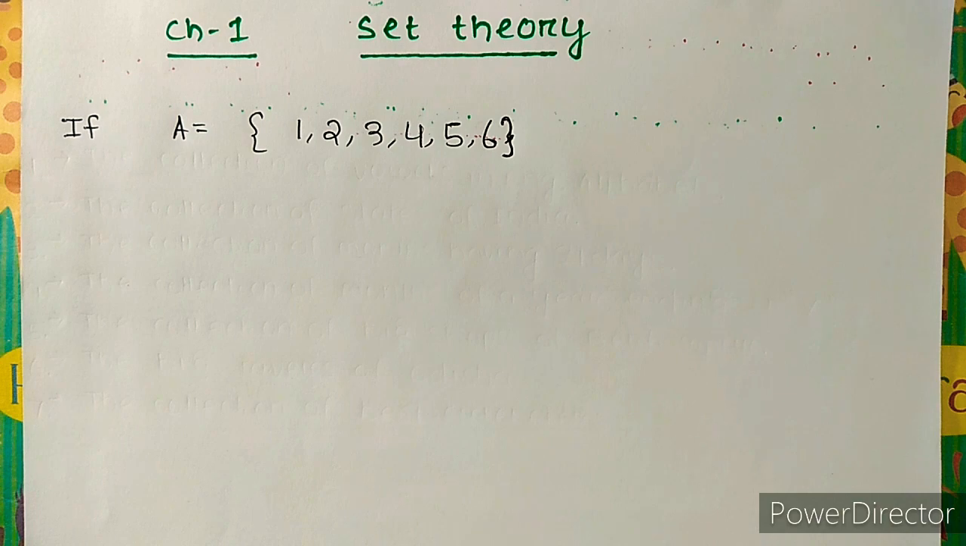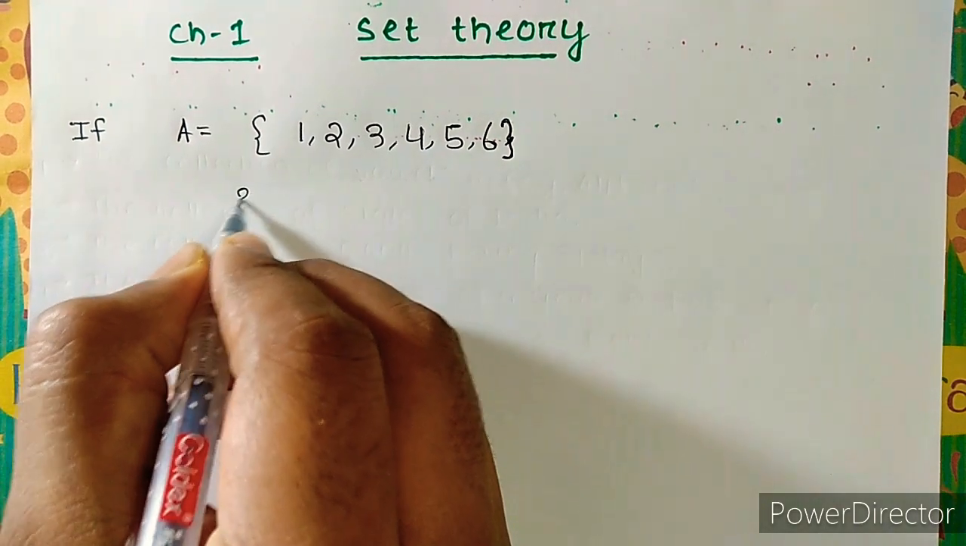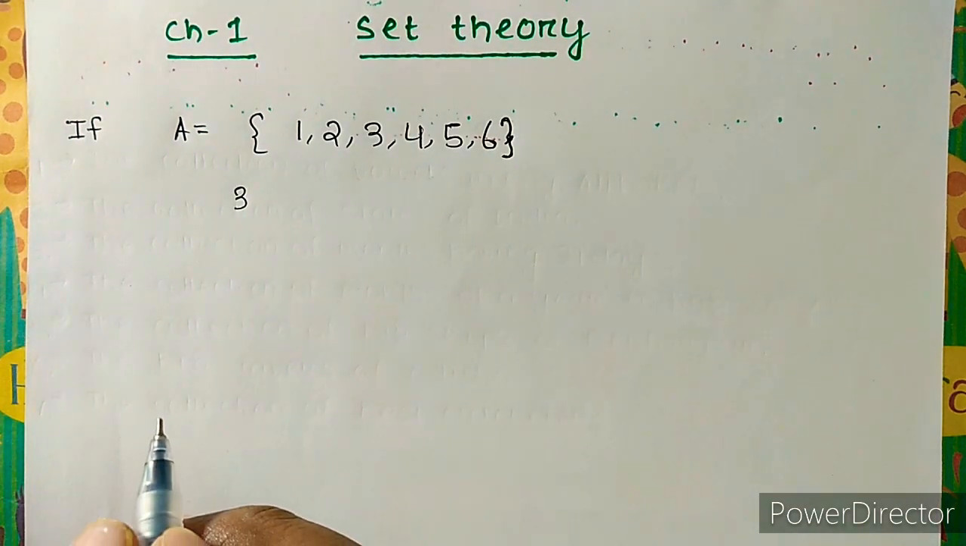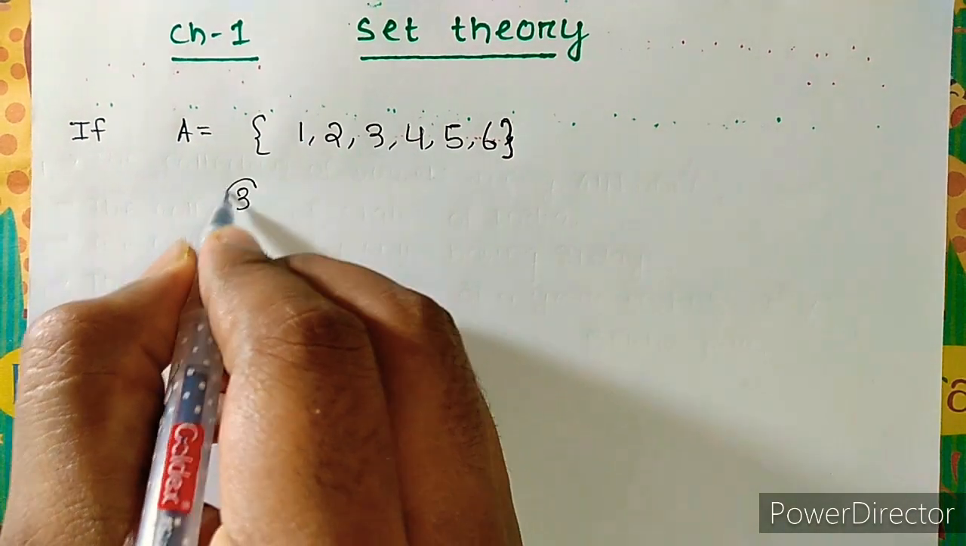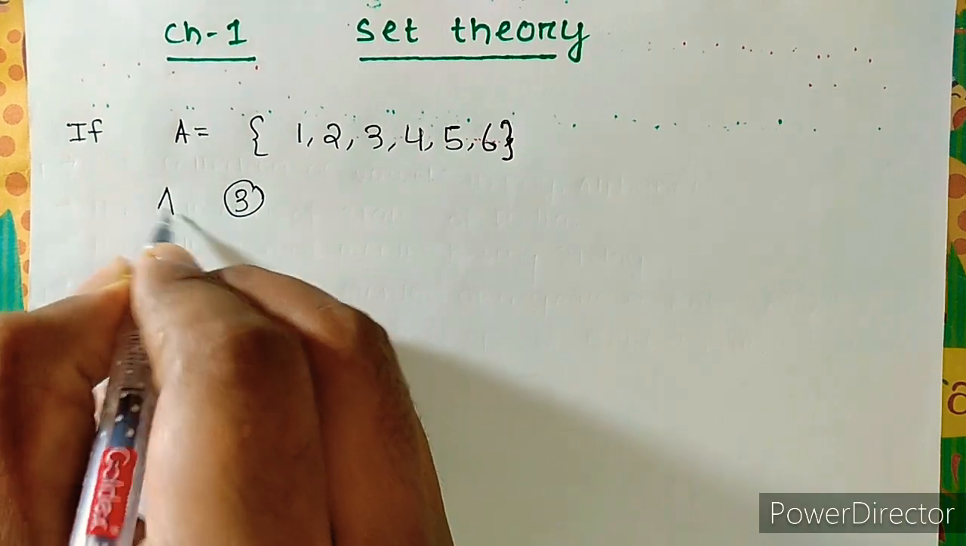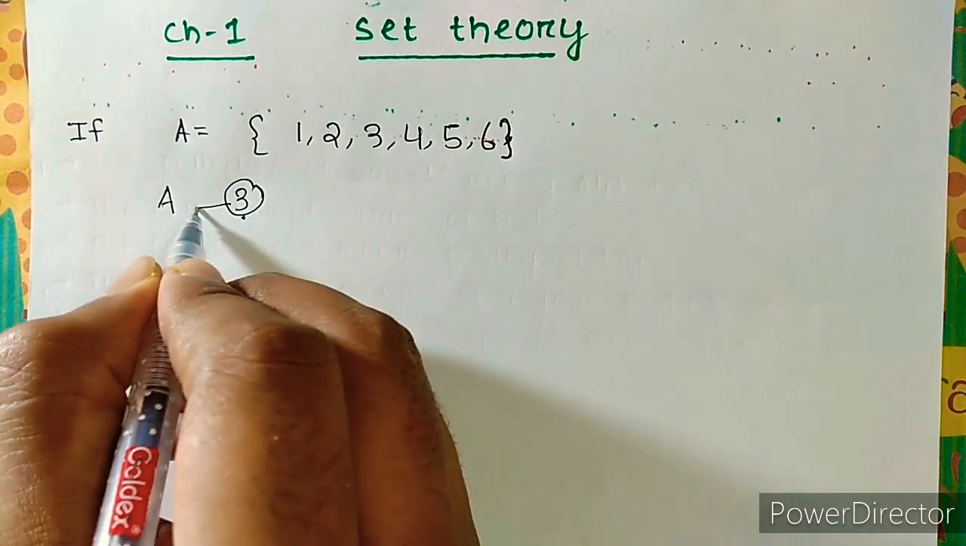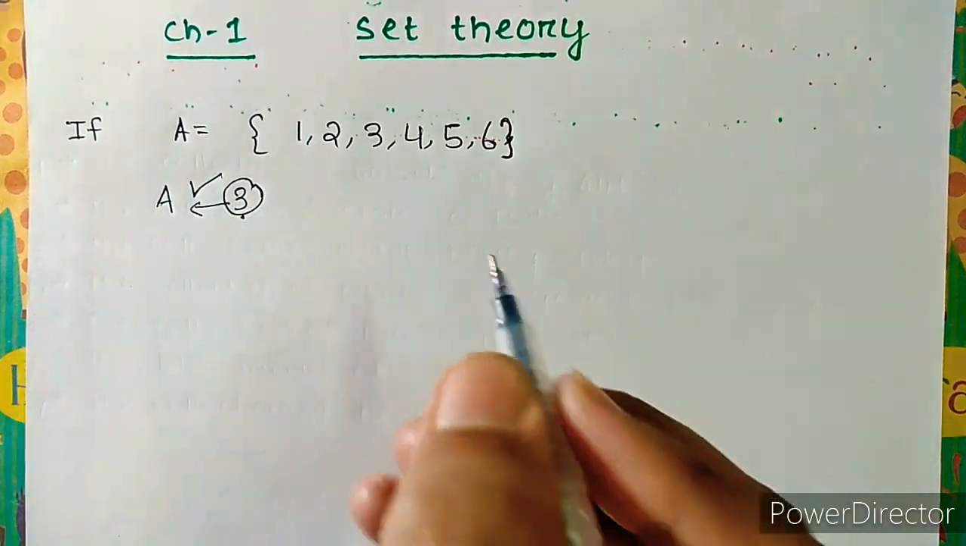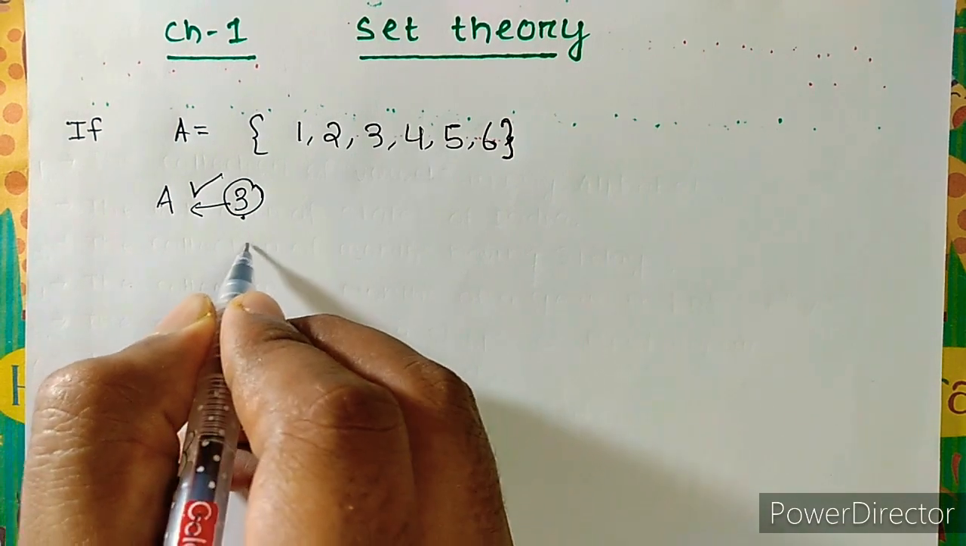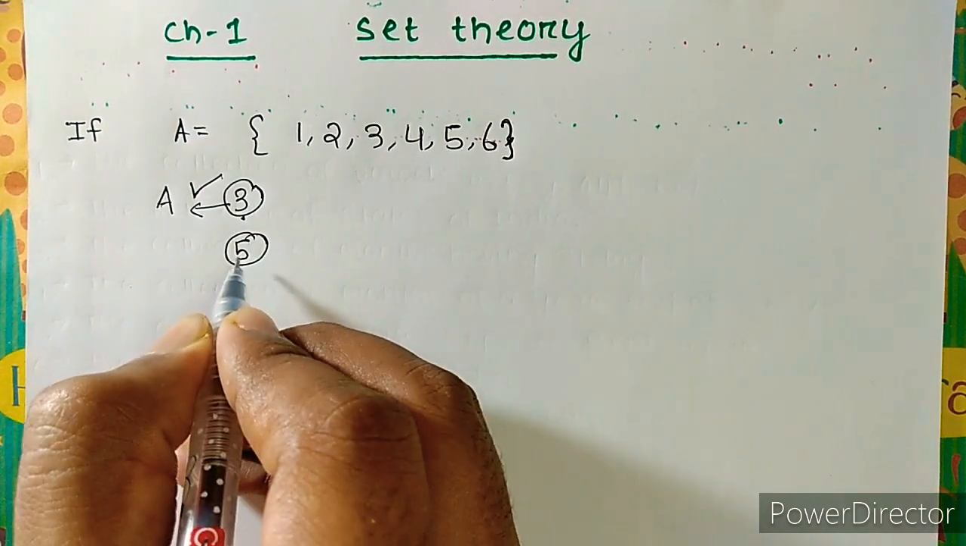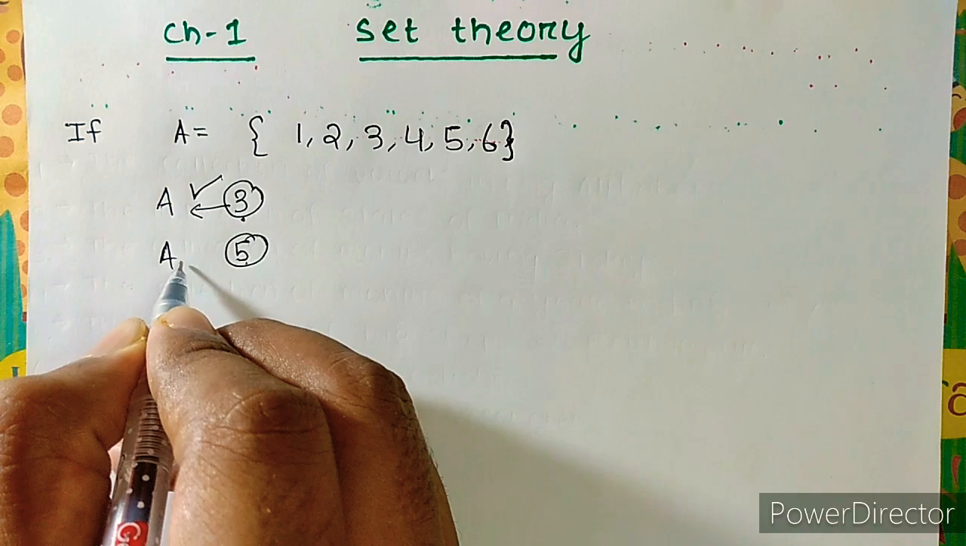The set A is given with the elements 1, 2, 3, 4, 5, 6. That means set A has 6 elements. If I write that the element 3 belongs to A, that means this element is present in set A. Again, if you write the element 5, is it present in set A?